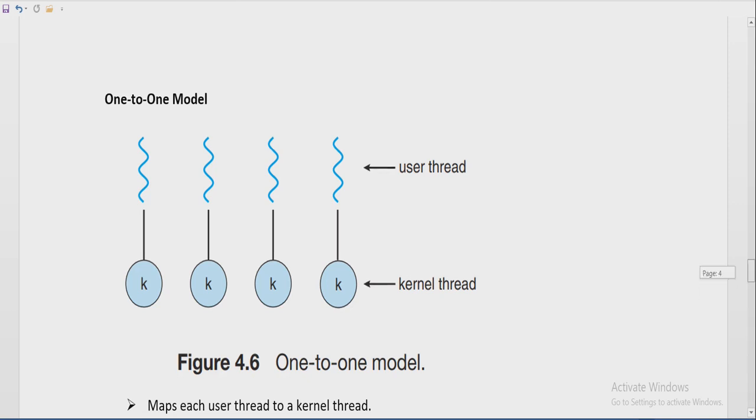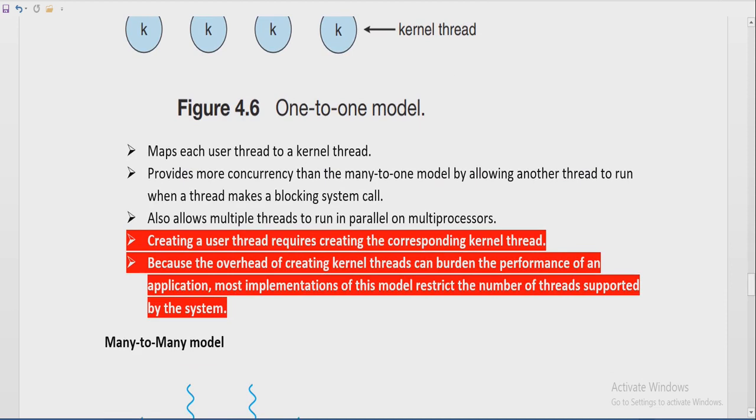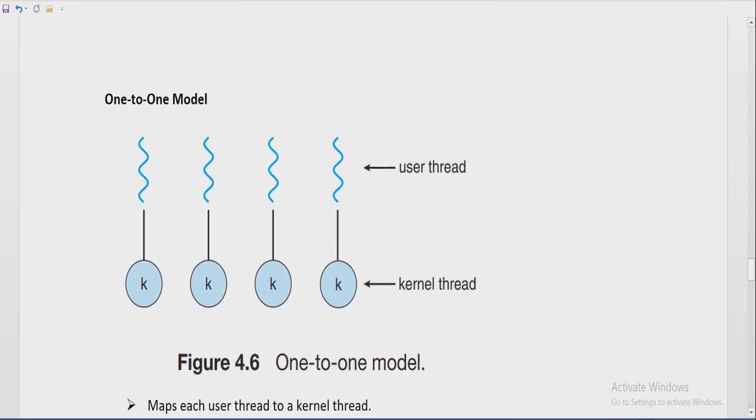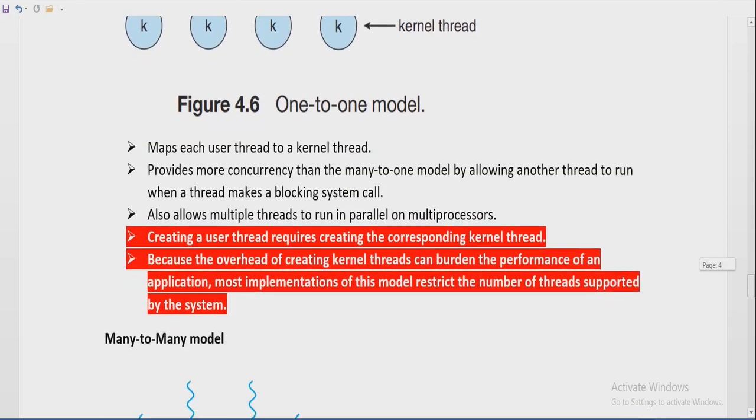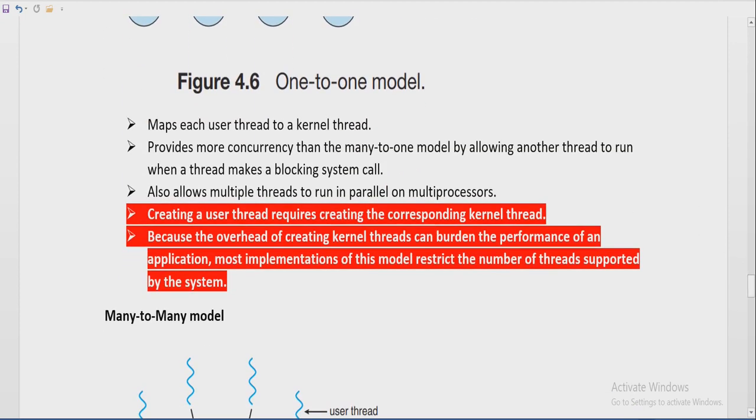And what is the disadvantage? Creating a user thread requires creating the corresponding kernel thread. Okay, so each time we create a user thread, we have to create the corresponding kernel thread also. Okay, and here because the overhead of creating kernel threads can burden the performance of an application, most implementations of this model restrict the number of threads supported by the system.